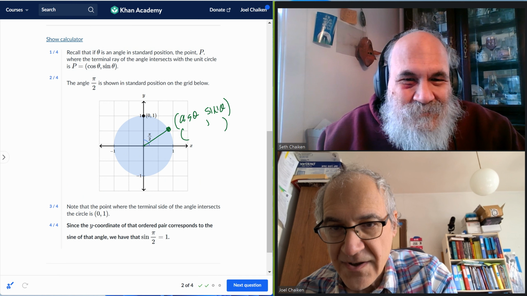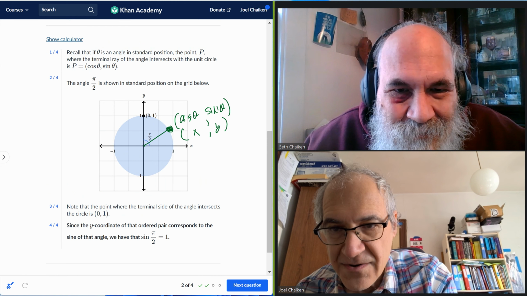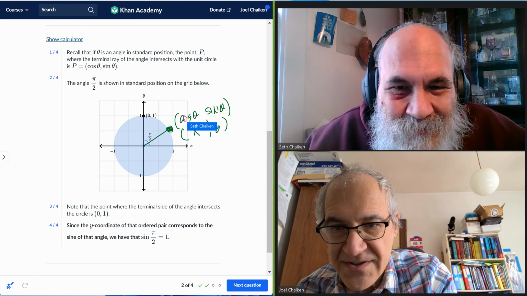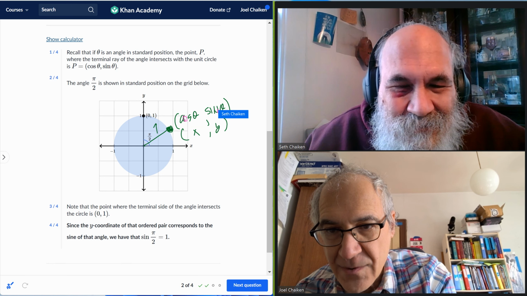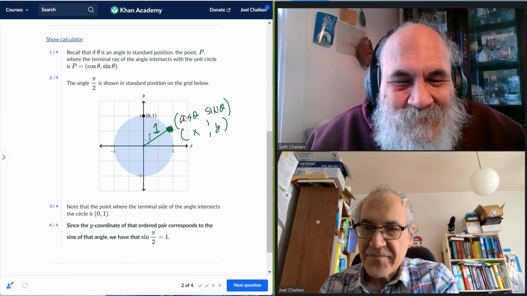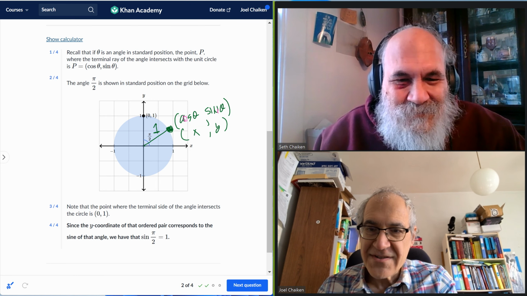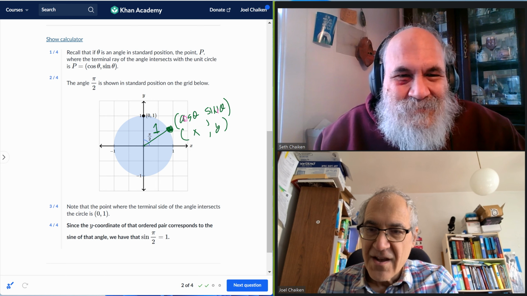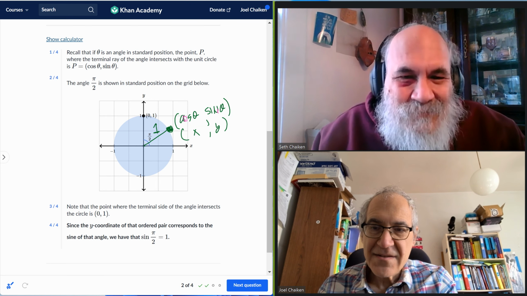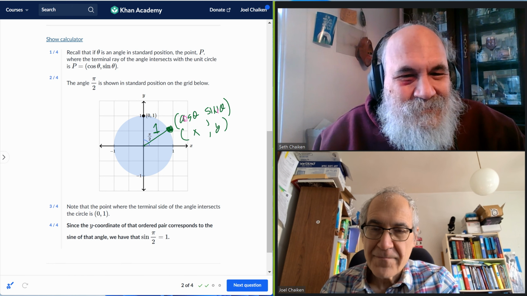This point also has x and y coordinates. The x coordinate is the cosine of theta, the y coordinate is the sine of theta, and this should be a 1. Please put a 1 there for the radius. Then they say the angle pi over 2 is shown in standard position. They don't really say much about how they get that. Note that the point intersects the point (0, 1), like we did, and it is the y coordinate. So it's basically the way we did it.